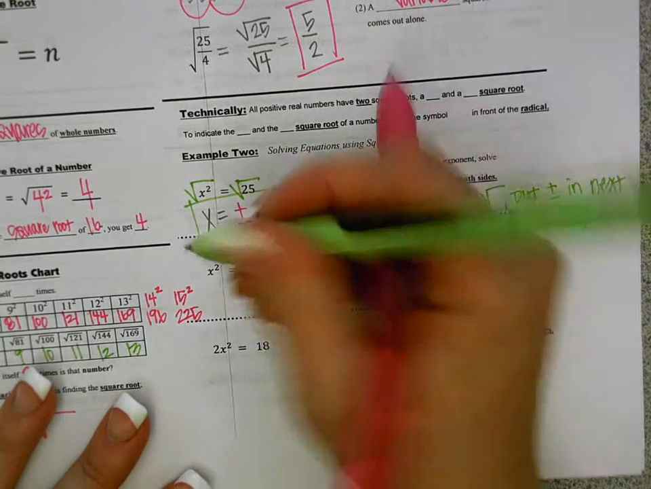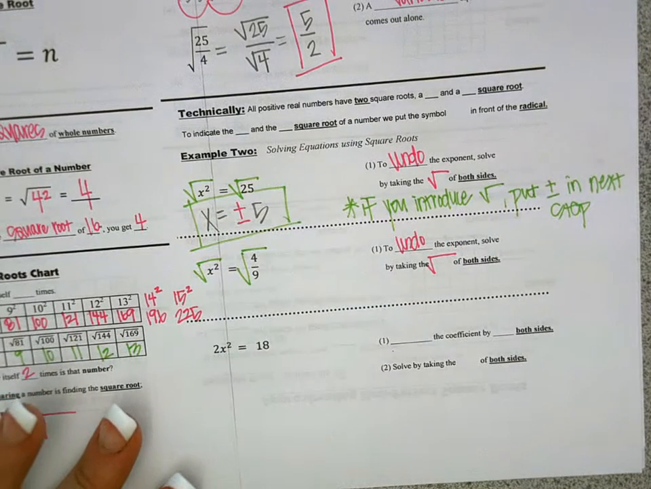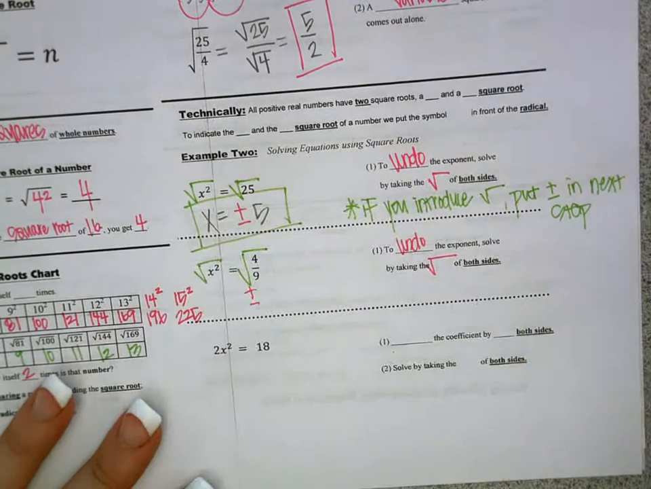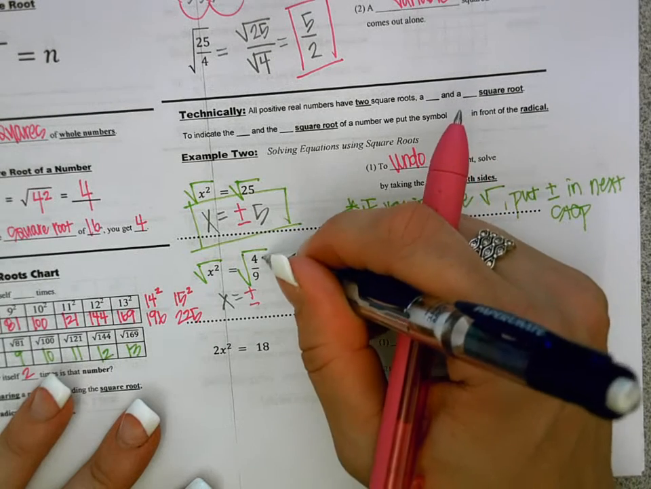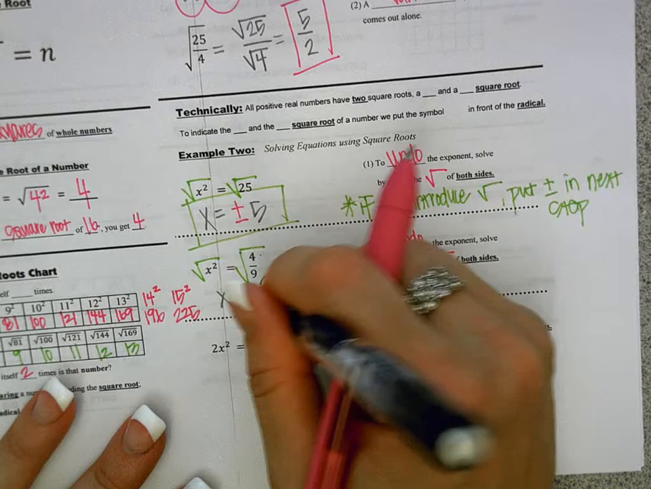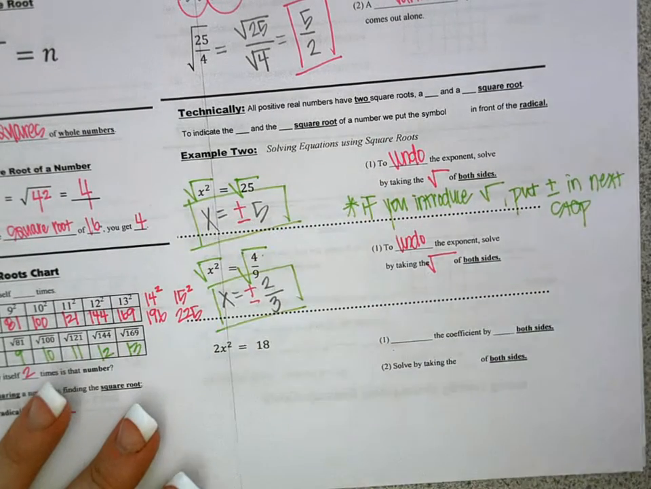So if you're going to take the square root of both sides, since my problem did not come with the square root in it, what do I have to put in the next step? Plus or minus. So x equals plus or minus, what's the square root of the numerator, the top? 2 over, what's the square root of the denominator? 3. So your actual answer here, you have 2 answers. x equals plus or minus 2/3.